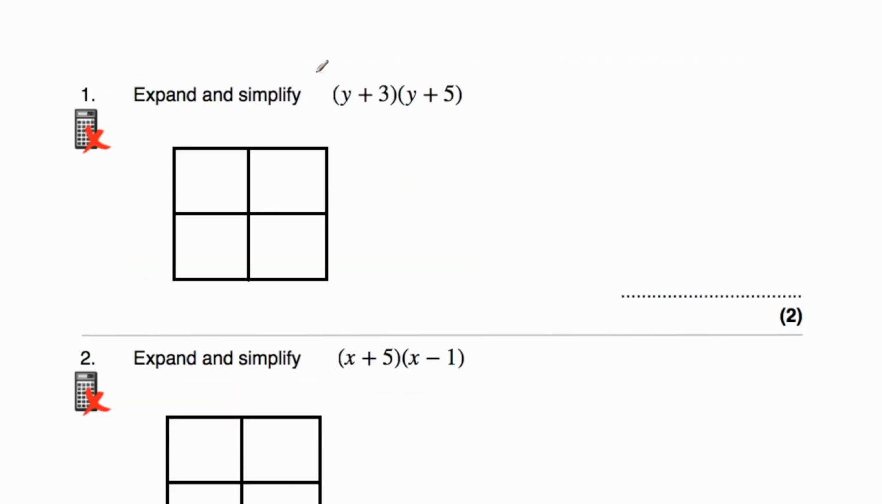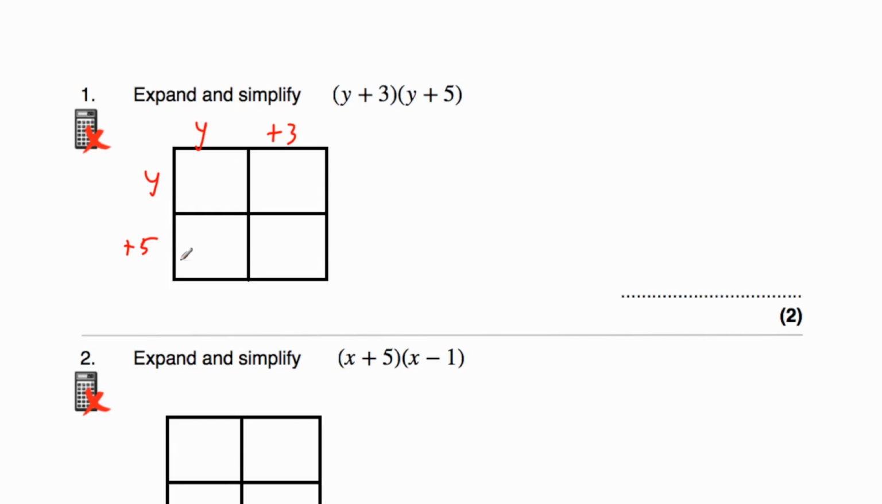So our first question asks us to expand and simplify y plus 3, close brackets, y plus 5, close brackets. So if you're using a grid, you set out a grid like this, where you do your box and you've got your two lines across it like so. And then we're writing our y plus 3, so we're going to write y, and then plus 3 above the second box. So y and then plus 3. And then our y plus 5, we're going to write y and then plus 5.